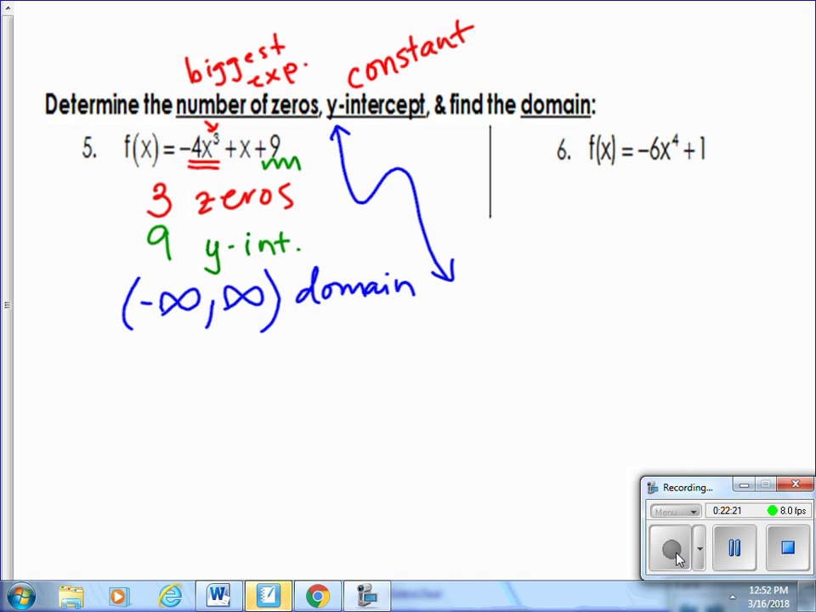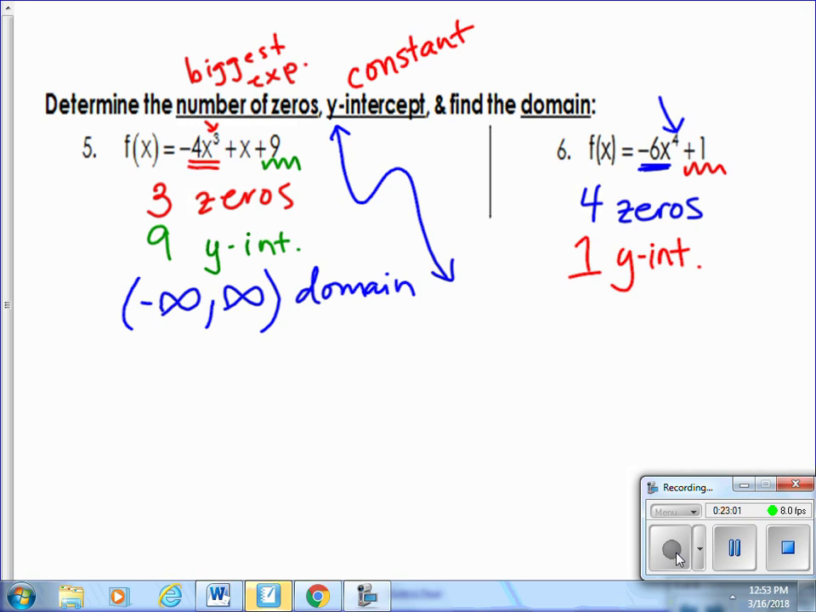Now let's see if we can use that same stuff as we look over here at number 6. For number 6, I need to look for my zeros, which means I need my biggest exponent. Here's my biggest exponent. It's x to the 4th. So with x to the 4th, 4 is going to be my number of zeros. My y-intercept is my constant. So my constant, my plain old number, is going to be 1. So 1 is going to be my y-intercept.